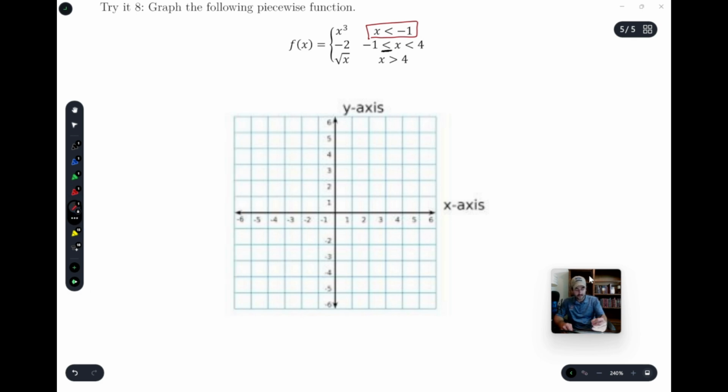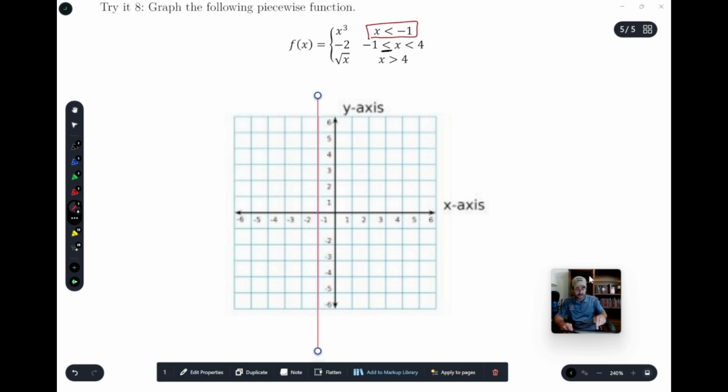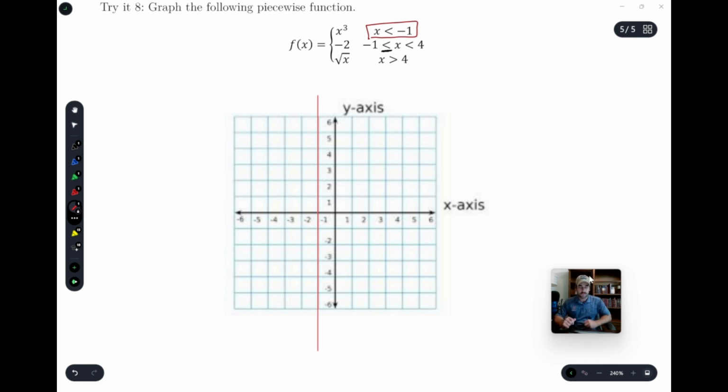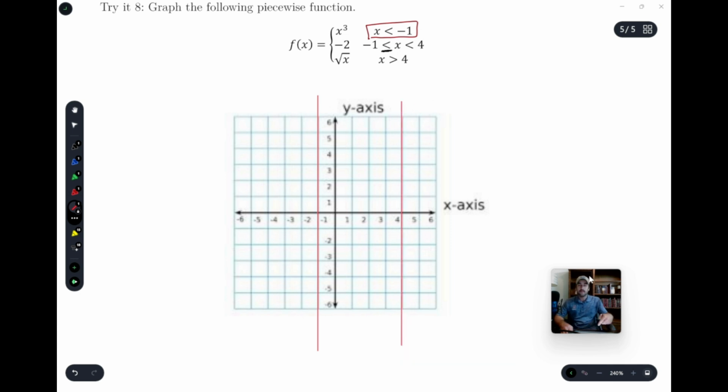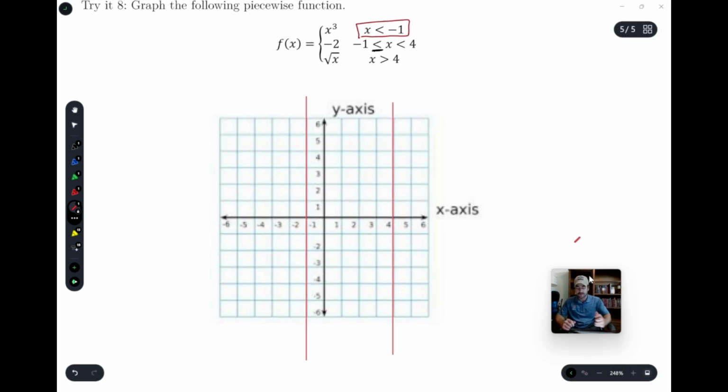I like to make it red. And I'm just going to draw at -1 a straight up and down line and say that's where something's going to happen. Something else cool looks like it's going to happen at 4. So I'm going to draw a straight up and down line at 4. I'm going to say those are some boundary conditions. Those are some cool conditions for this piecewise where it's going to change.